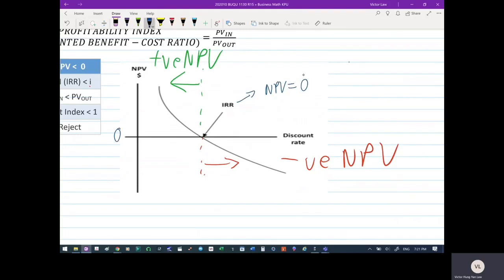And what you see from the diagram is that anything to the left of IRR, our NPV is positive. So any discount rate that is less than the IRR, we're going to have positive NPV. Any discount rate that's greater than the IRR, we're going to have negative NPV.